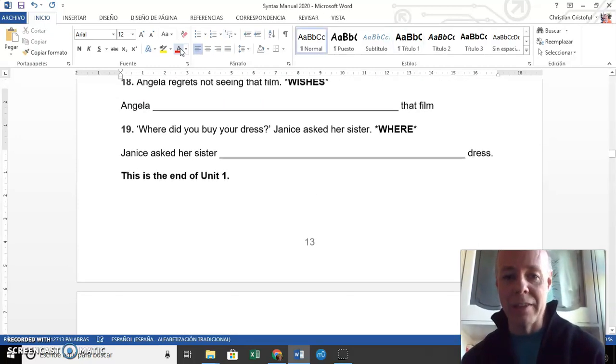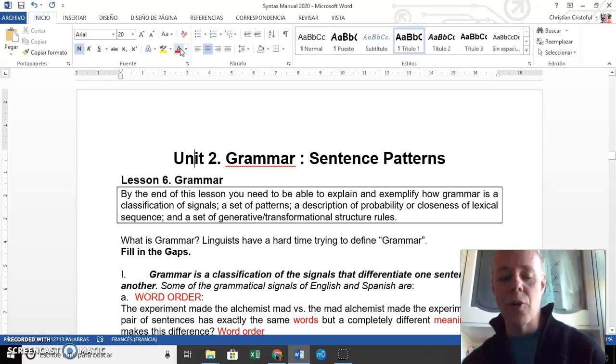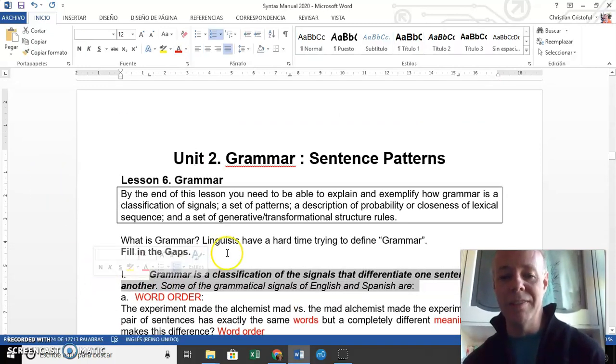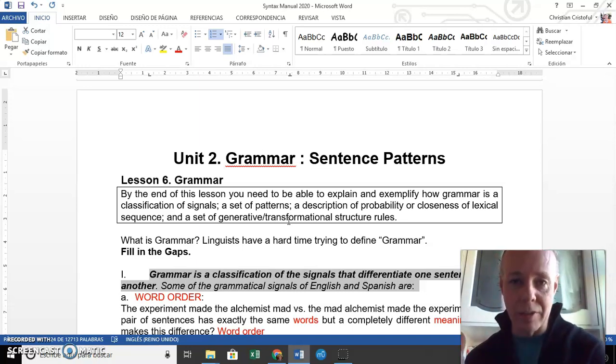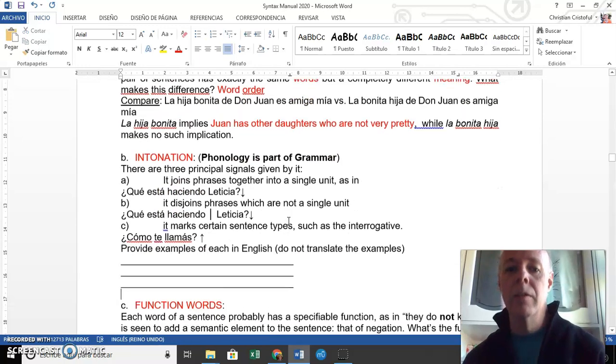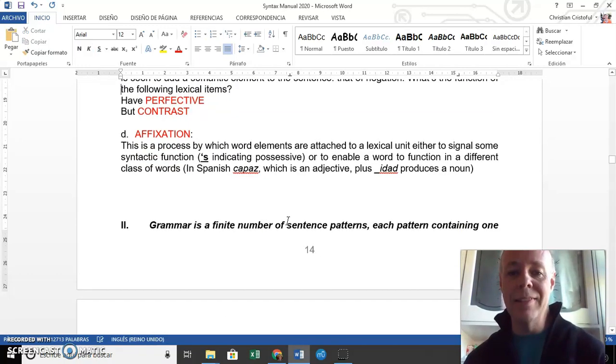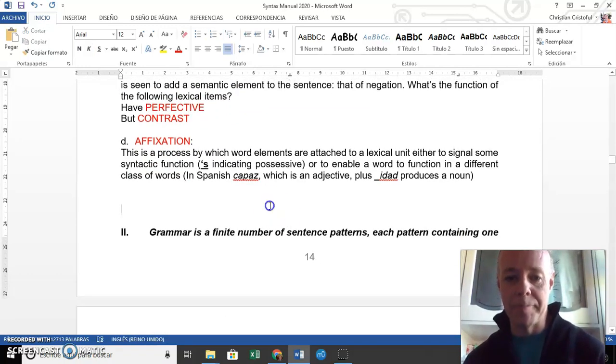Let's recap them. What is grammar again? Grammar, number one, grammar is a classification of the signals that differentiate one sentence from another. Grammar is a set of signals: word order, intonation, function, affixation. These elements make up the grammar of a language. Let's see the second definition of grammar.